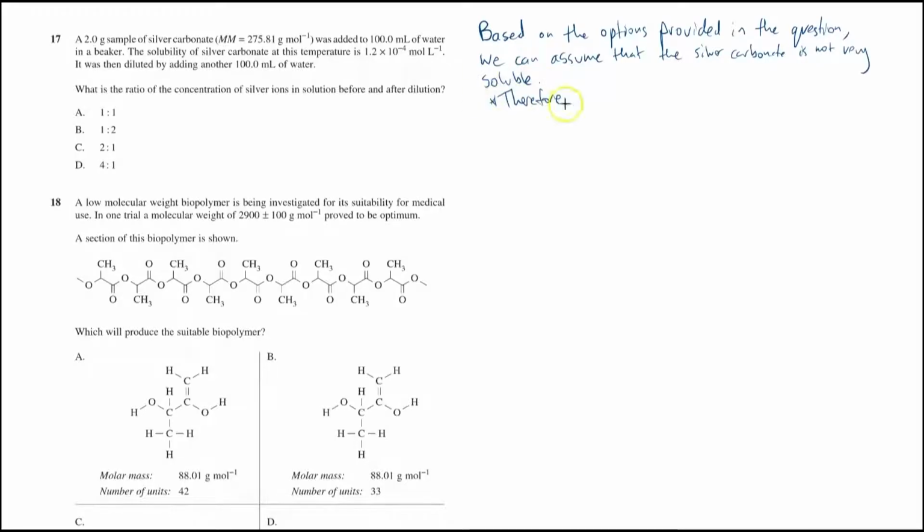The solubility of this carbonate at the given temperature is given as 1.2 times 10 to the negative 4 moles per liter. This solution was then diluted by adding another 100 ml of water. The question is, what is the ratio of the concentration of silver ions in solution before and after dilution? Based on the options given in the question and the extremely small solubility figure, we can see the silver carbonate is not very soluble. What we need to do is consider the volume and moles before and after adding that additional 100 ml of water.